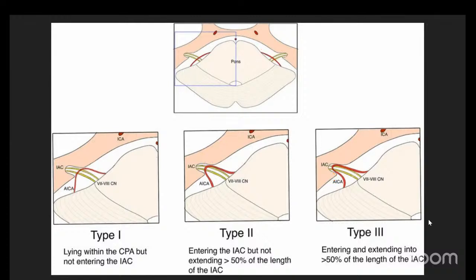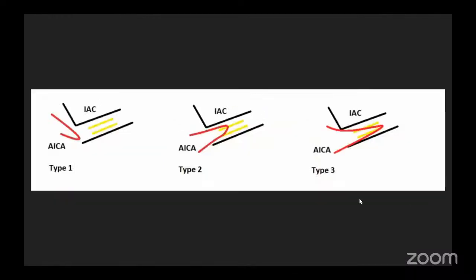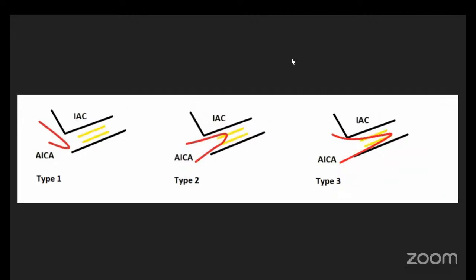Let's move on. This is another illustration, probably more simplified than the previous one, but easier to understand. You can see type 1, where it is reaching the acoustic meatus, but it's not entering inside. Type 2, where it is traversing the internal acoustic canal, but only less than 50%. And type 3, where the travel is more than 50%.